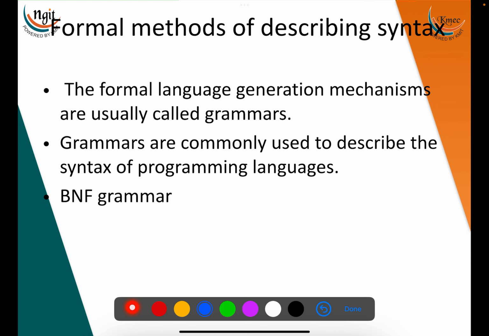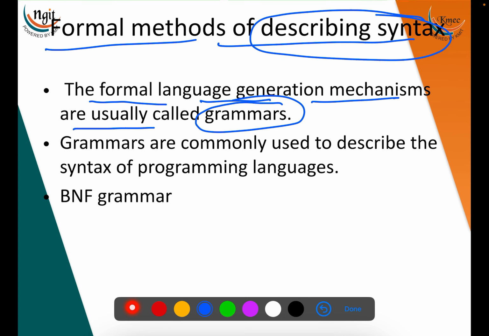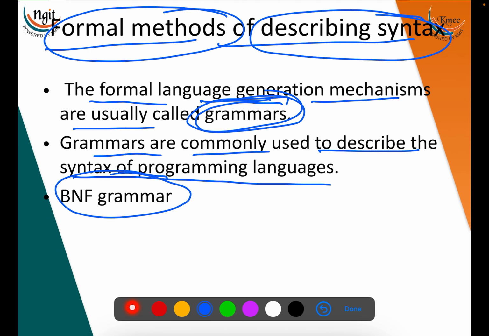Now we'll talk about the most important part of syntax and semantics. To describe the syntax, we need a formal method. The formal language generation mechanisms are usually called grammars. So to describe this syntax, there is a formal method which is a grammar. Grammars are commonly used to describe the syntax of programming languages, and that grammar is BNF grammar. You might also have heard about context free grammar, a syntax description formalism that became the most widely used method for programming language syntax.